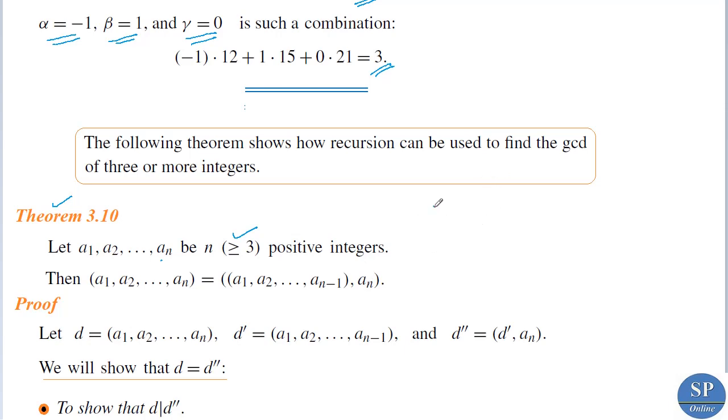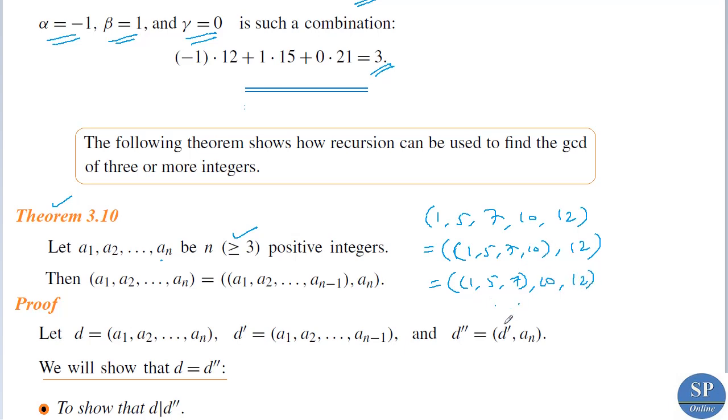That is, if you need to find the GCD of 1, 5, 7, 10, 12, you can just use this: GCD of 1, 5, 7, 10, comma 12 is equal to GCD of, this can be written as, GCD of 1, comma 7, comma 10, comma 12, etc. In this way, by using recursion, we can find the GCD of n positive integers. The proof is simple here.